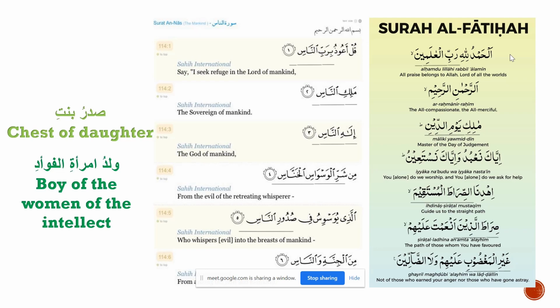Like here, Maliki Yawmiddin is a chain of Idafa. Yes, it can be. Yeah. We did it actually. Yes, it's a chain of Idafa. And you know, iyaka here, iyaka nabudu wa iyaka nasta'in. This we leave because we haven't studied it. Ihdina Sirat al Mustaqim, again, as-sirat and al-mustaqim. So it cannot be idafa because as-sirat has al on it. And mustaqima is nasab.